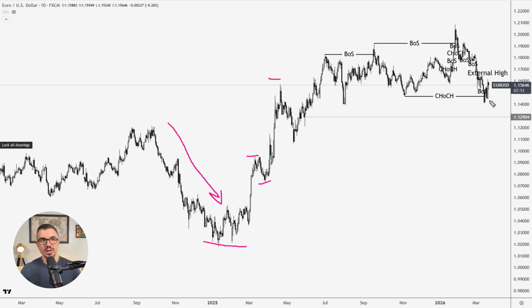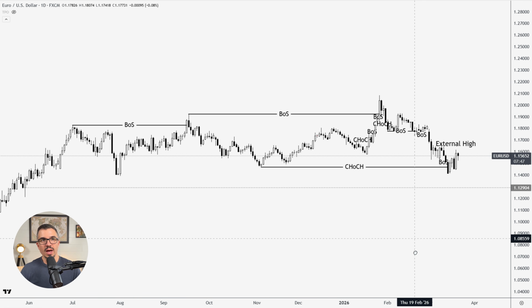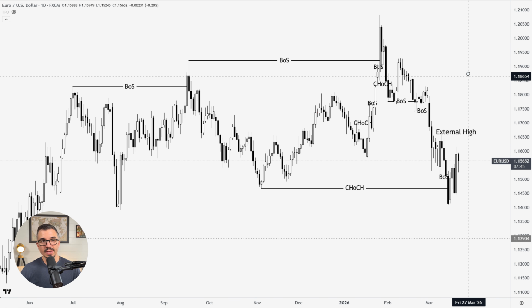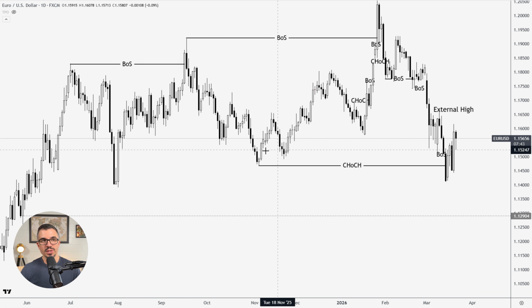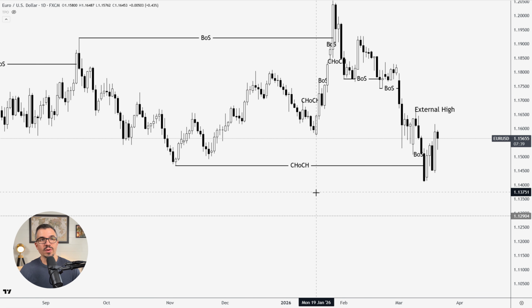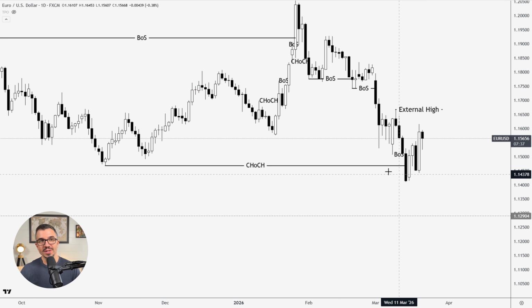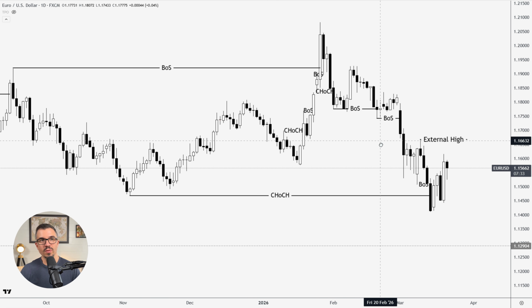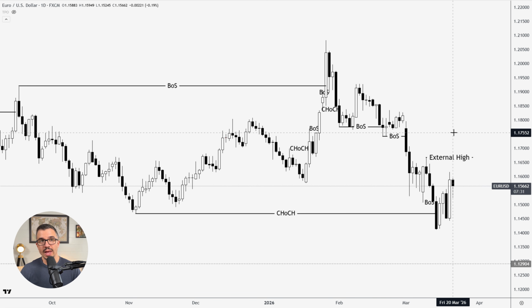Now, just because you get a change of character though, that does not mean that you're looking for shorts right away. In fact, just the opposite. All this tells us is that we got acceptance below this low, and this points to material weakness in the euro. However, you do not want to be shorting down here because you'd be shorting low. Instead, what you want to look for are shorts on mitigations of buy-side imbalances. Now, what that means for the euro, again, is this area back here potentially. We don't know that yet, but this is a massive imbalance for this market.